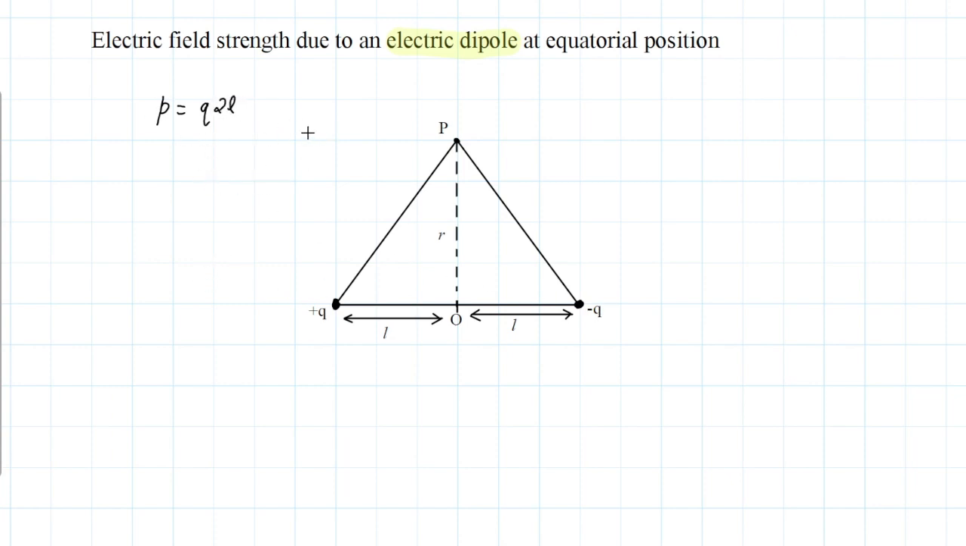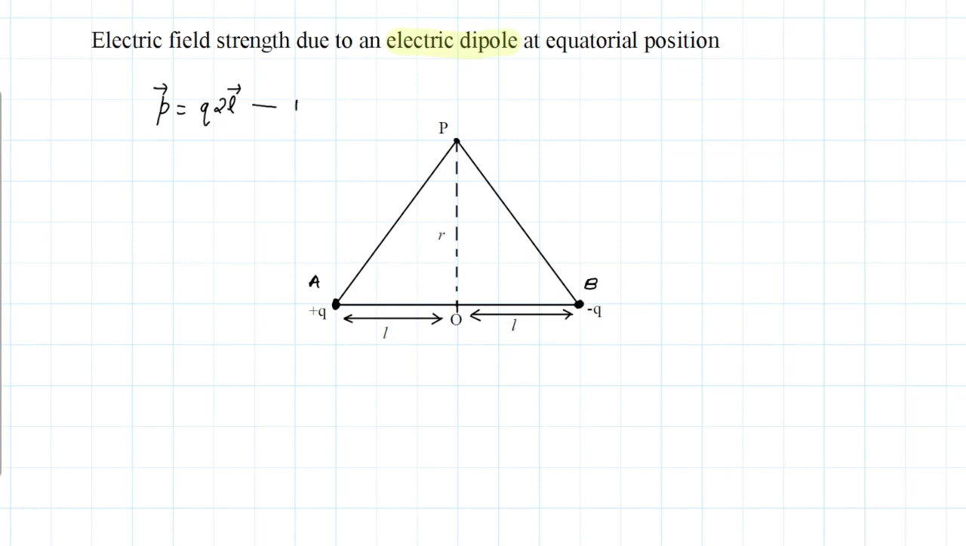In this case, the distance is 2L, so we are multiplying it with 2L. This gives the electric dipole moment. It is a vector quantity and the direction is always from the negative to the positive charge. So if I consider these points to be B and A, the dipole will be directed from B to A. That will be the direction of the electric dipole moment.